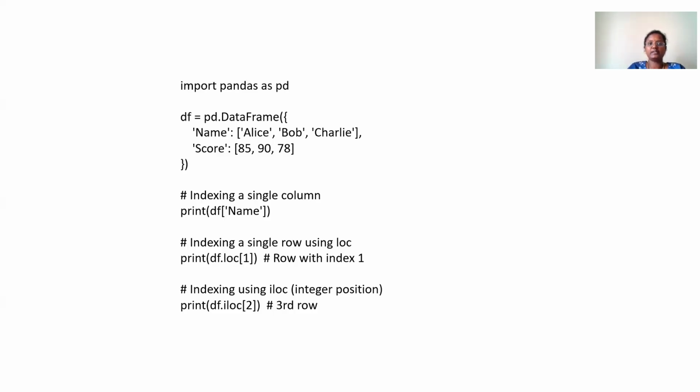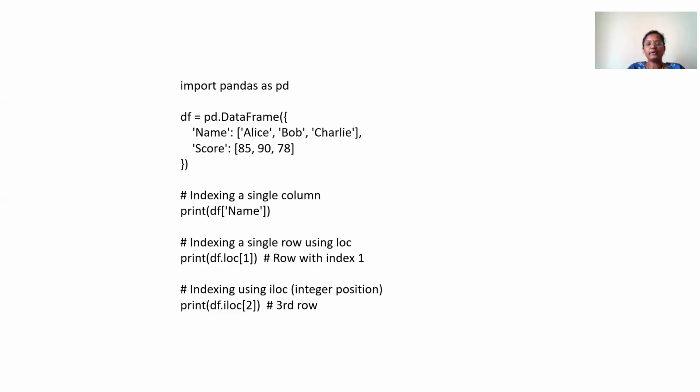So for example, here you can see that we are importing pandas. And here we have the data frame. A data frame is nothing but Excel-like, table format of data, rows and columns. So here we have the name label. Name is called a label. Score is also called a label. Under the name label, we have three names, Alice, Bob, Charlie. Under the score label, we have the scores of the particular students, 85, 90, 78.